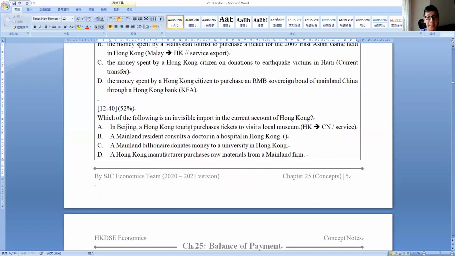B, mainland resident consults a doctor in Hong Kong. So mainland paying money to Hong Kong, and this would be a service, but this would be an export of service, not import of service. Okay, 好啦，C 啦，billionaire donates money, donate 即係 current transfer 啦，係咪啊？Current transfer, not invisible import.